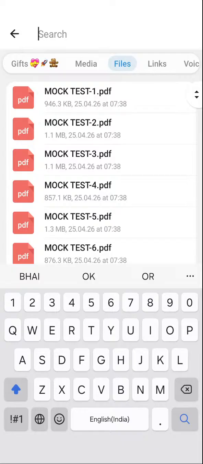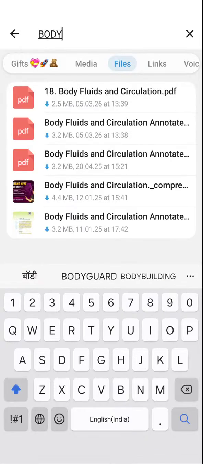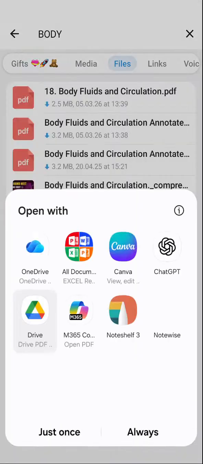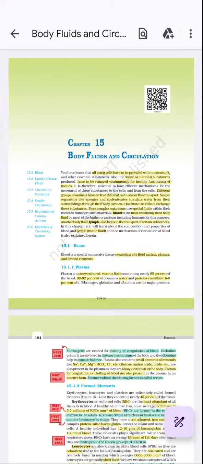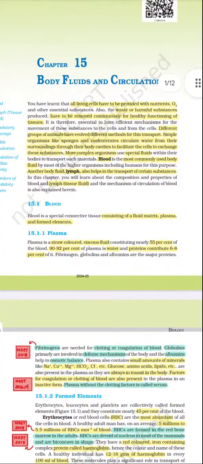Body fluid. Now the next chapter is body fluid and circulation.